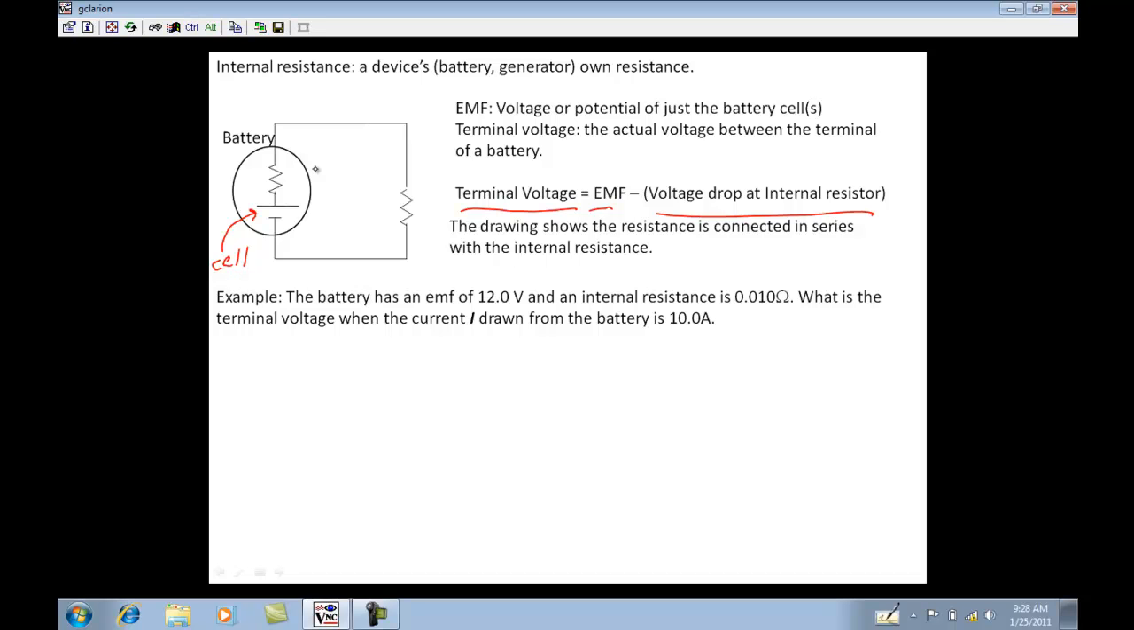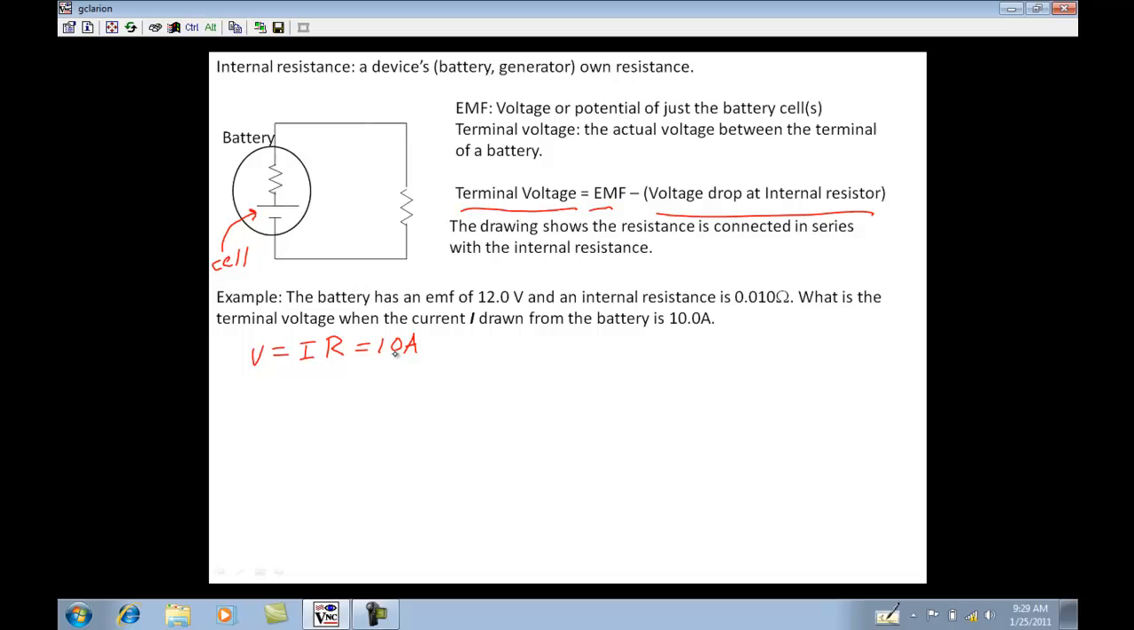So the example question is the battery has an EMF of 12 volts and an internal resistance of 0.01 ohms. What is the terminal voltage when the current I drawn from the battery is 10 amps? So here's what we would do. We know that V equals IR. Okay, we know that V equals IR. And the current they're telling us that's going through that internal resistance is how much? Are they telling us that? 10 amps. Okay, we know we've got 10 amps there.